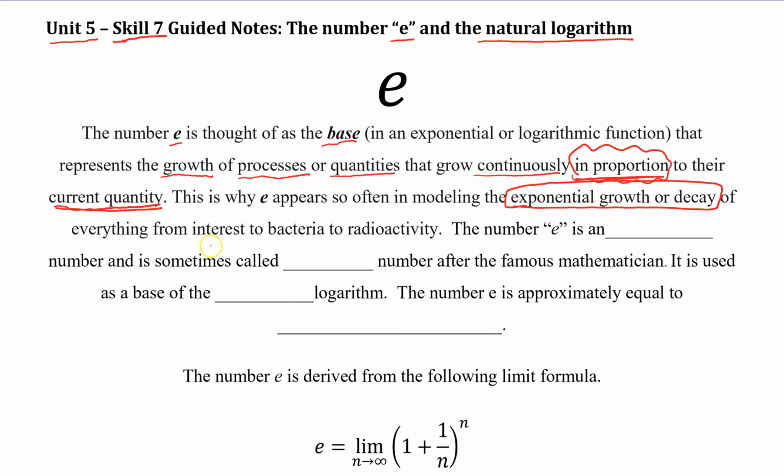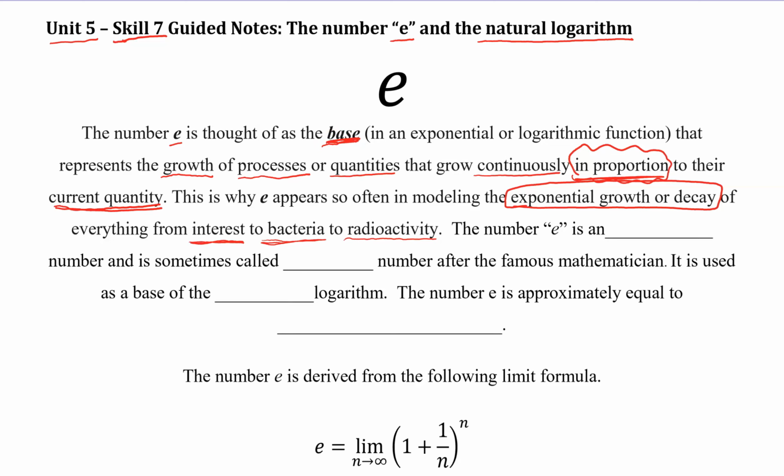That could be anything from interest on a savings account to bacteria growth in a petri dish, to the radioactive decay in different fossils or elements, to the growth of a population, the spread of this coronavirus, this pandemic that's spread globally. And these things can all be modeled using a base of e in an exponential or logarithmic function.